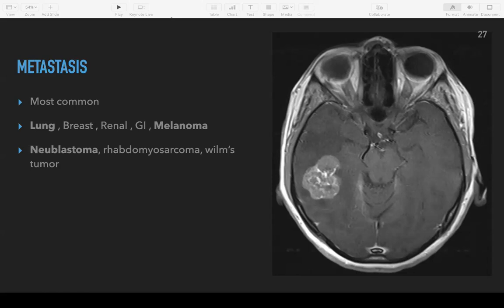The other thing is patient age. Next is the number of metastases. Unfortunately, metastasis is usually not a single lesion. So patients have multiple lesions, and this makes it more difficult.